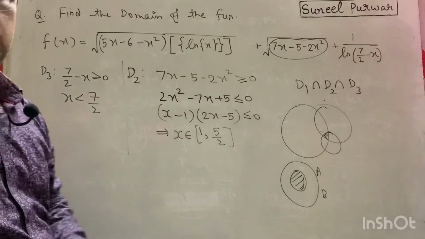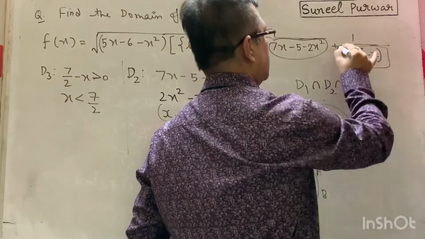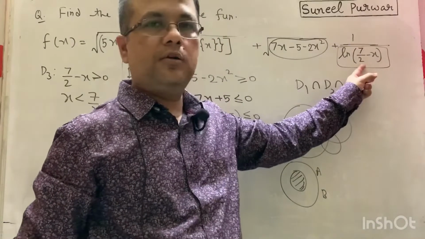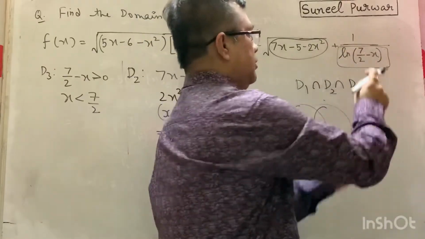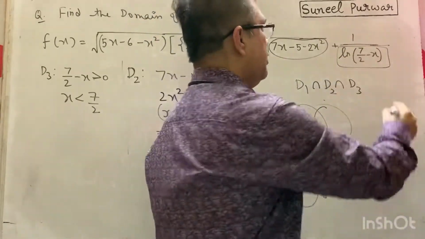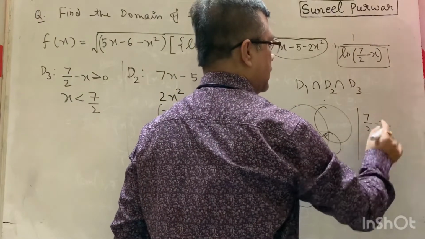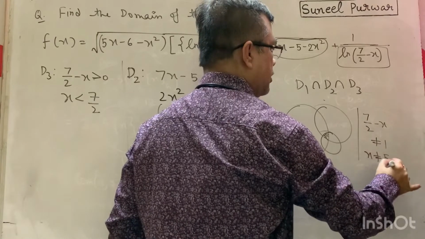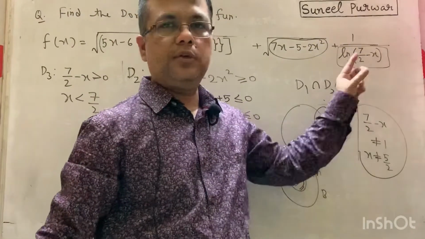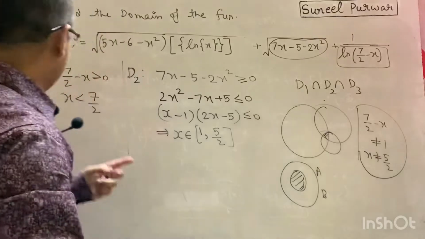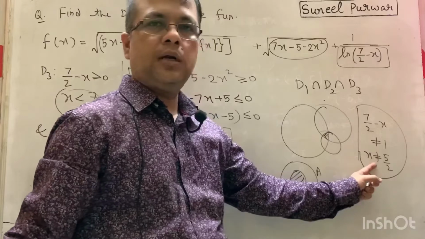But that is not sufficient. First trap. You should not forget the denominator must not be 0. You can't afford denominator to be 0. So when will this denominator be 0? Ln of 1 will make it 0. So that means 7 by 2 minus x must not be equal to 1. That means x must not be equal to what? 5 by 2. So this third component of the function has two requirements. One is x must be less than 7 by 2, and another thing, because denominator can't be 0, x can't be equal to 5 by 2.